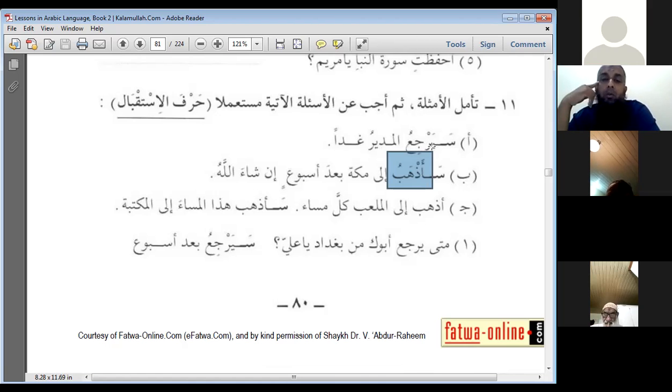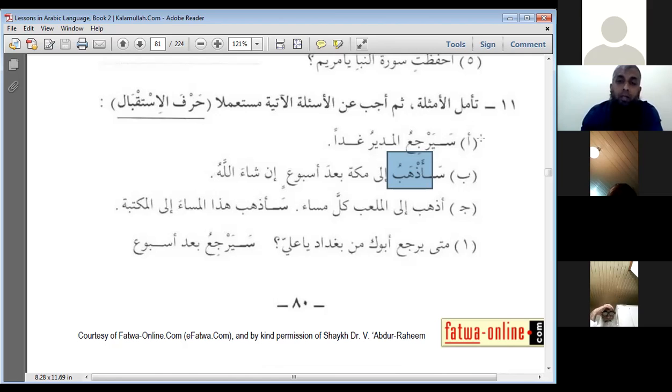All right. So we want to say I will go. So we add the seen in front of it. So we say what? Sa adhabu. Sa adhabu. Again, the present tense verb is still intact there. The only difference is that we tack on to the beginning a seen. All right. Sa'adhabu. So this now means I will go, referring to the future. I will go. Ila Makkata, to Makkah, ba'da usbu'in, after a week, insha'Allah, if Allah wills.